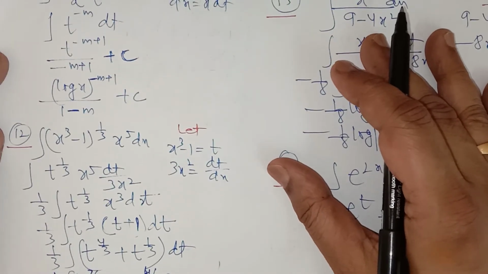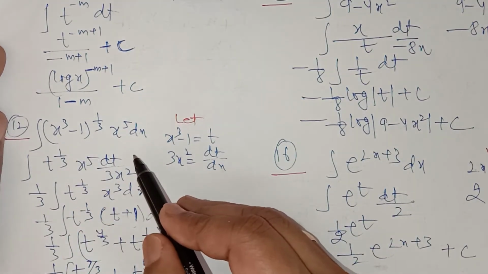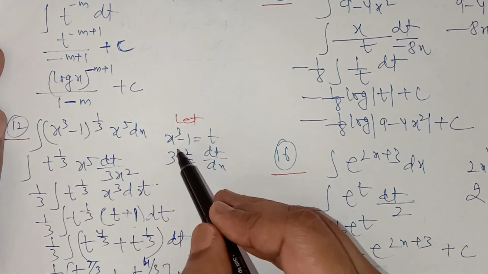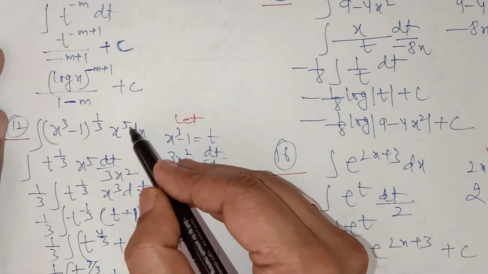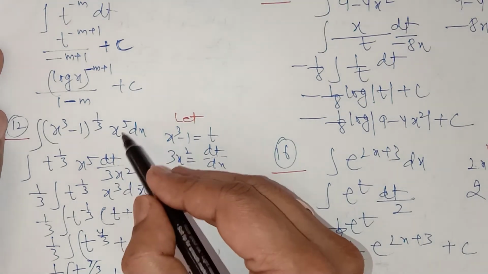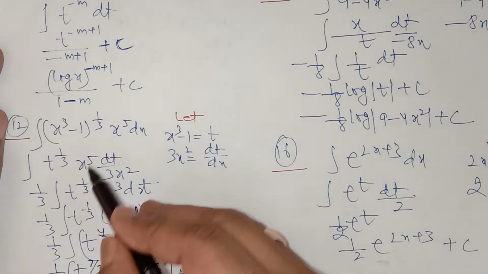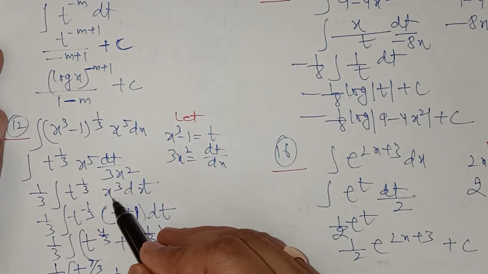This is question number 12, also a good question. You have to arrange the function very carefully. Now you can let x cube minus 1 equal to t, so dt upon dx will become 3x square. So put the value of dx, which is equal to dt upon 3x square, x to the power 5 as it is. This we have let equal to t, so t to the power 1 upon 3. Simplify this: x to the power 5 upon x square will become x cube.